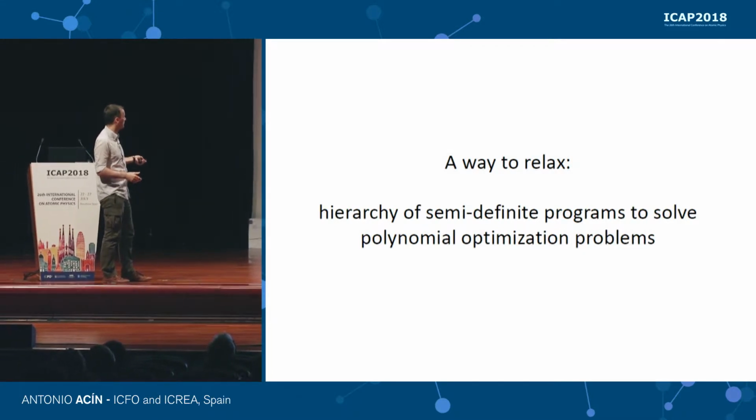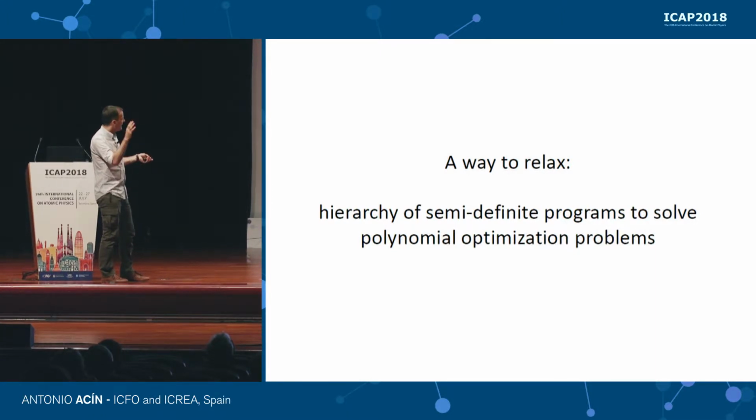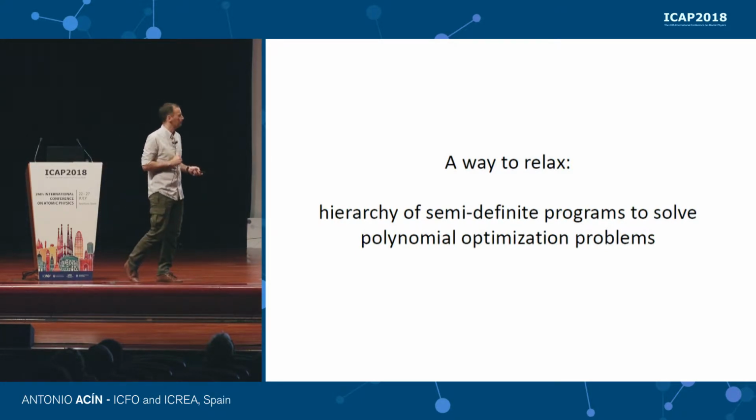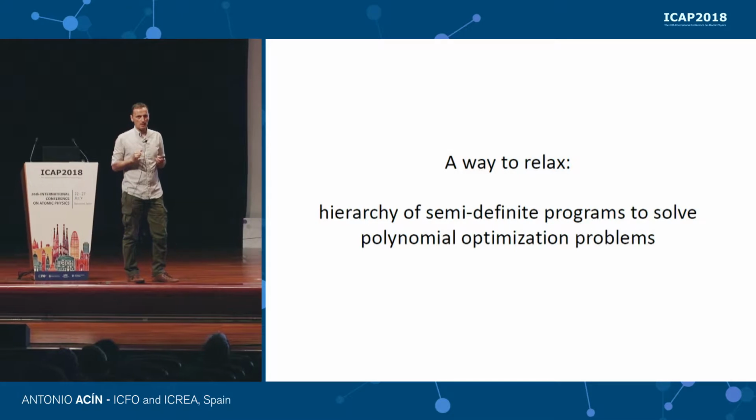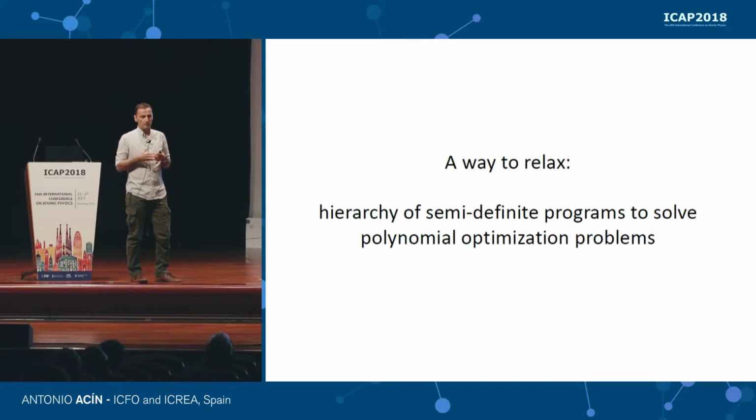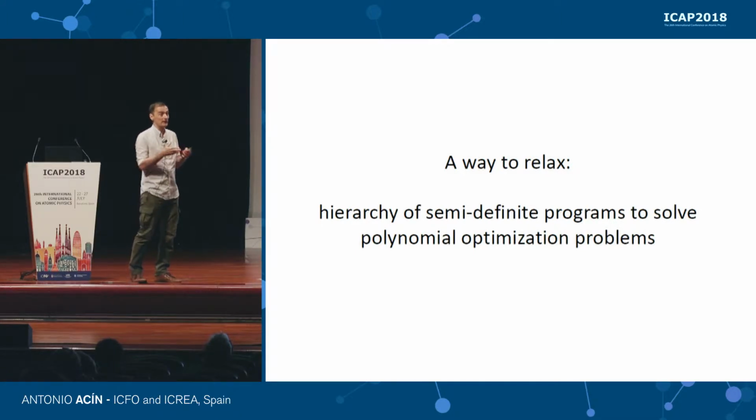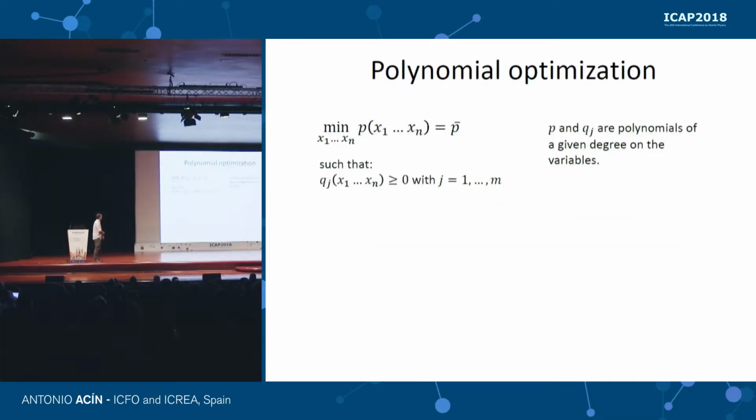Okay? So I'm going to use something that looks very mathematical. I'm going to tell you how it works in very simple terms. So I'm going to use this hierarchy of semi-definite programs to solve polynomial optimization problems. Okay. So my goal is to make you understand why we believe that this is a promising approach, and why this is something that you can use to relax these problems. So what is polynomial optimization? This is just a mathematical parenthesis, but with very few technical details.